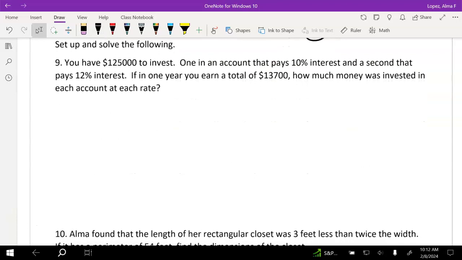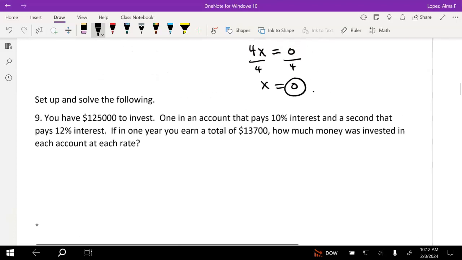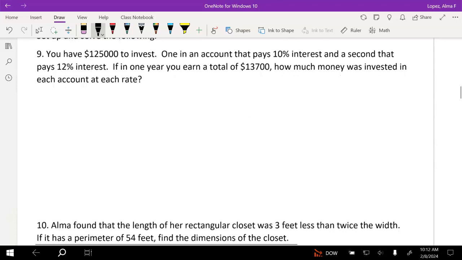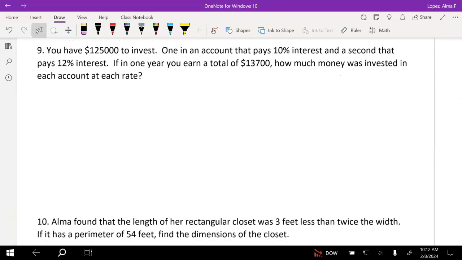Number 9. It is an investment problem when we talked about how there will be money back guaranteed. There's going to be an investment problem on your exam. So you have $125,000 to invest. One in an account that pays 10% interest. A second investment that pays 12% interest. If in 1 year you earn a total of $13,700, how much money was invested in each account at each rate?